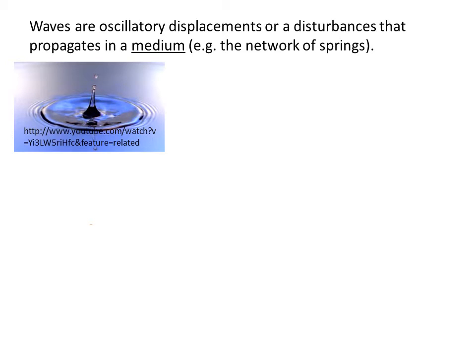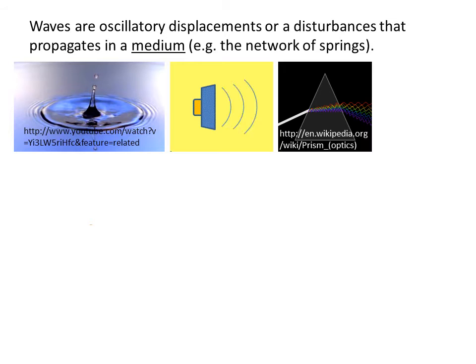Other examples of waves are a water drop falling into a pool that creates this circular wave spreading out, or sound waves that are coming from a speaker, or light waves, here shown with a prism, where you have a beam of white light spreading out into the different components of the white light, the rainbow. Even quantum mechanical particles are waves.